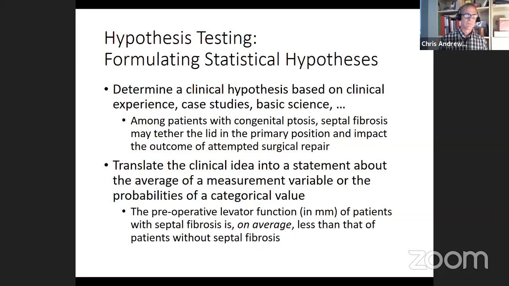An alternative might be if there weren't something we could measure, but only something we could categorize, such as success or failure. We might talk about the probability of success in one group versus the probability of success in the other group.